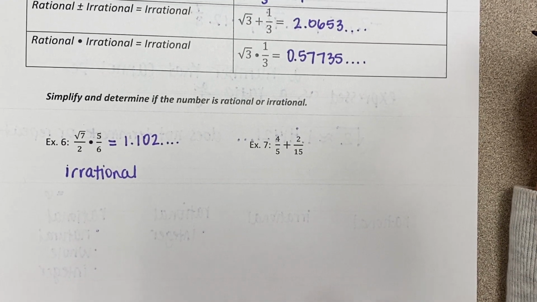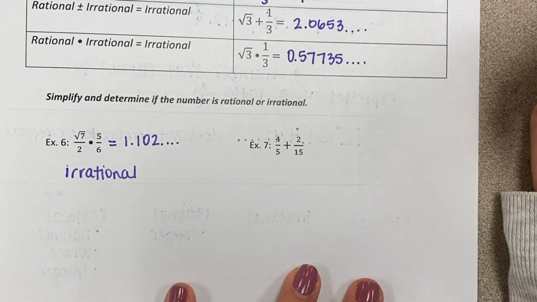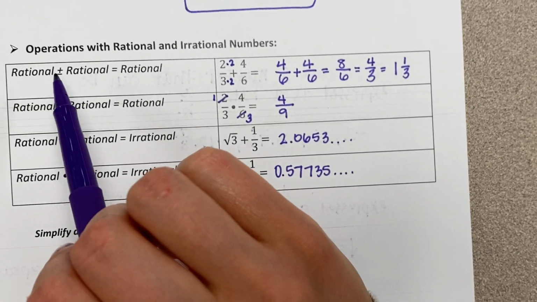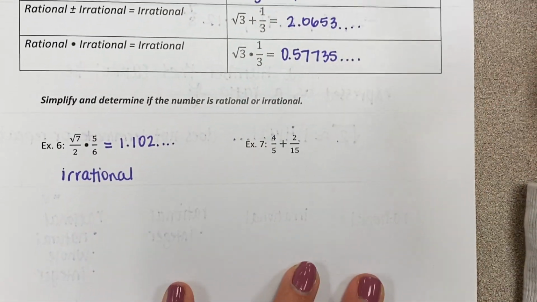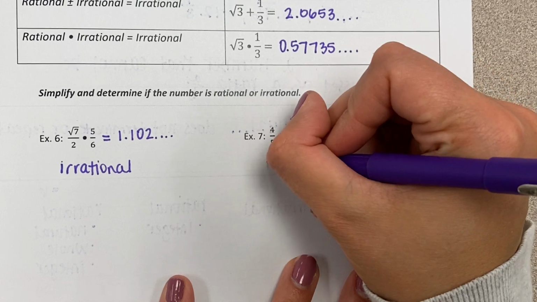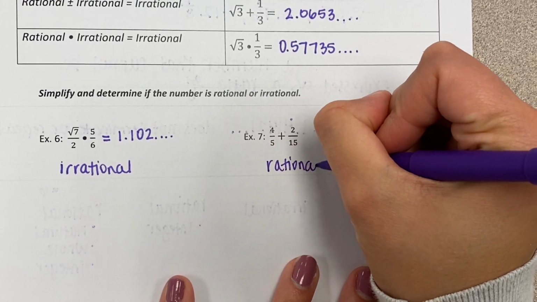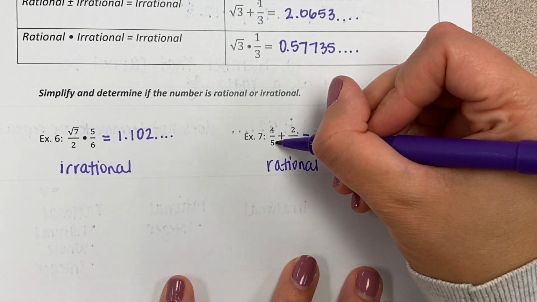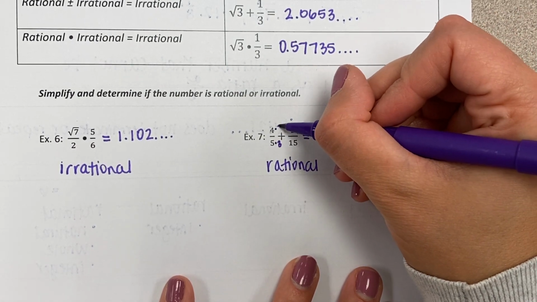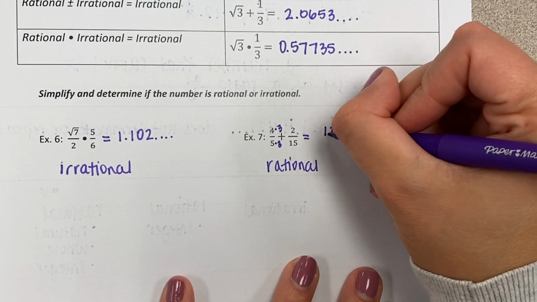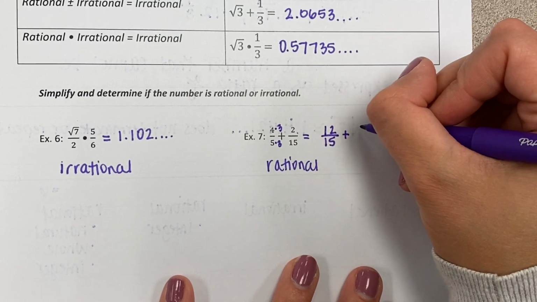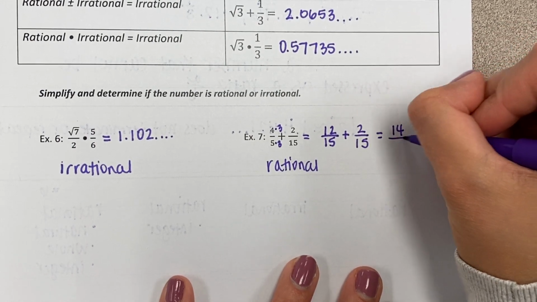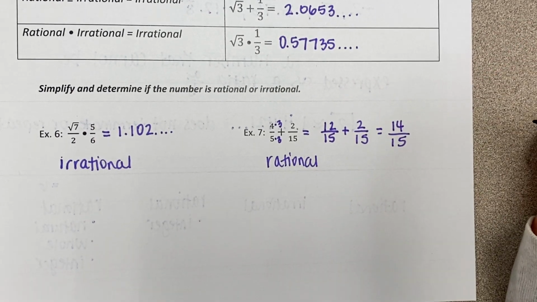All right, for the next one, 4/5 plus 2/15. Well, this is rational, this is rational. If we add two rationals, we should get a rational sum. I'm gonna write rational because I already know it's going to be. But if I do add these together, if I change this to 15, I get 12 fifteenths plus 2 fifteenths. That equals 14 fifteenths, and that is rational.